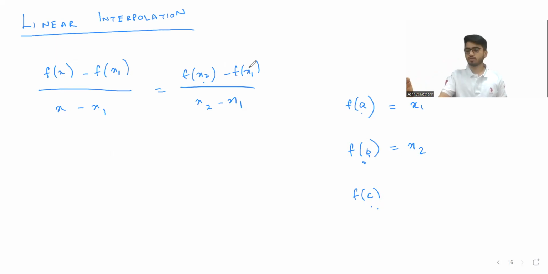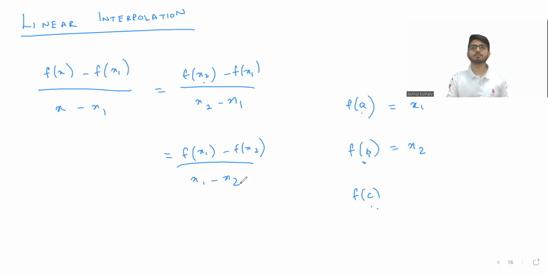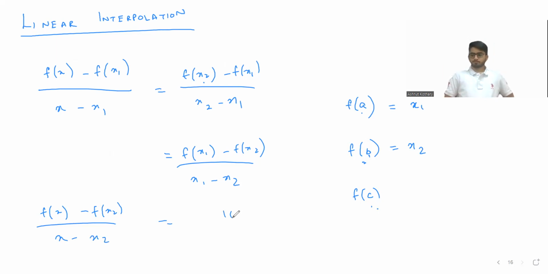Note there are various other ways to represent this. Some of them might write this as f(x1) minus f(x2) by x1 minus x2. It's the same thing. You're just reversing the sign in the numerator and denominator. Alternatively, I have taken this here to be x1. You can also take this to be x2. So you can write something in this form as well. Also, just note, look at this once before taking this down.